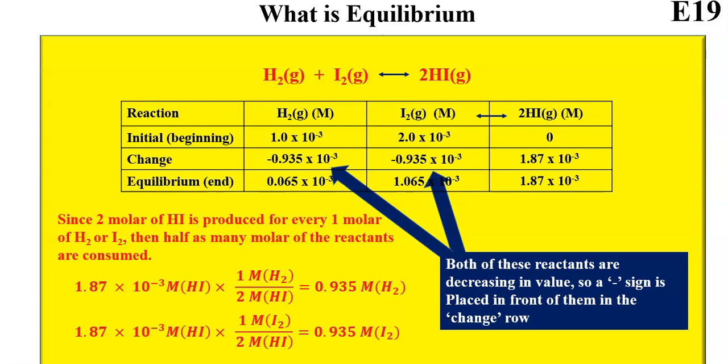So that's ultimately what we're trying to find out in most problems: what are the equilibrium concentrations or pressures, if it's gas, of the different reactants. Using the ICE table, we were able to do that. And down below, it just shows the calculation that got us there. Both of these reactants are decreasing in value, so a negative sign is placed in front of them in the change row.